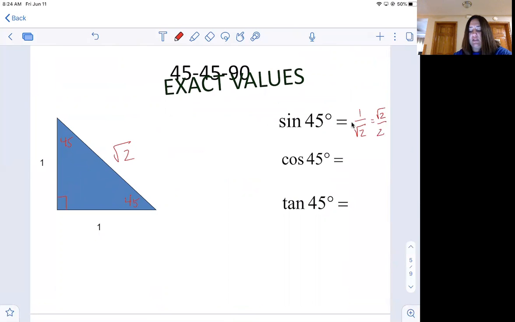Going to cosine, cosine is adjacent over the hypotenuse, which is 1 over the square root of 2, which again is square root of 2 over 2. And then tangent is 1 over 1, which is just 1.